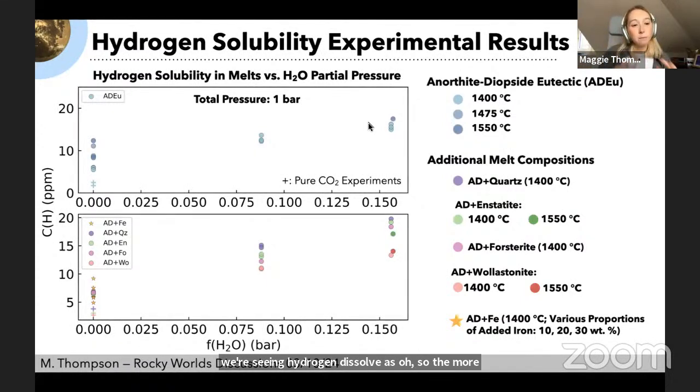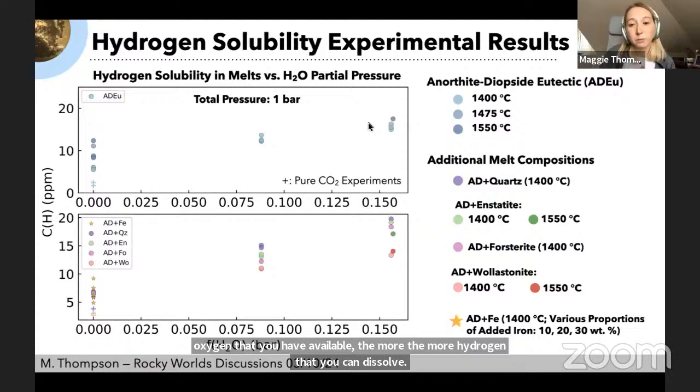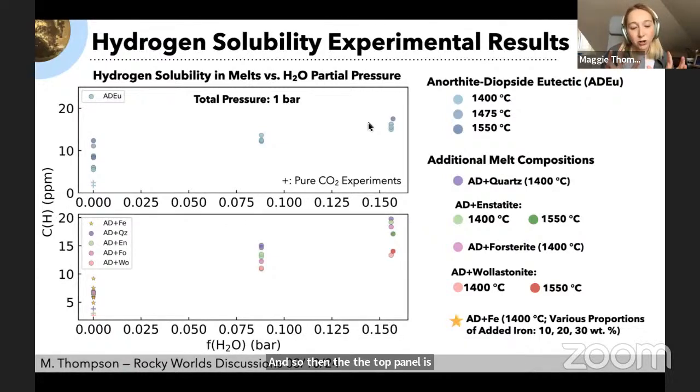And then the top panel is just showing you one of the base compositions that we started with, also showing different effects of temperature by the color gradient here. And then the bottom panel is showing you different compositions that we looked at, including samples with iron, which are the stars.